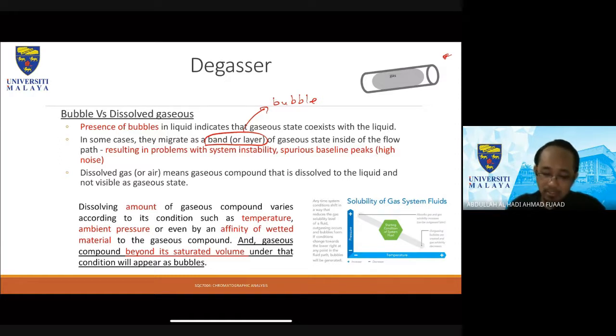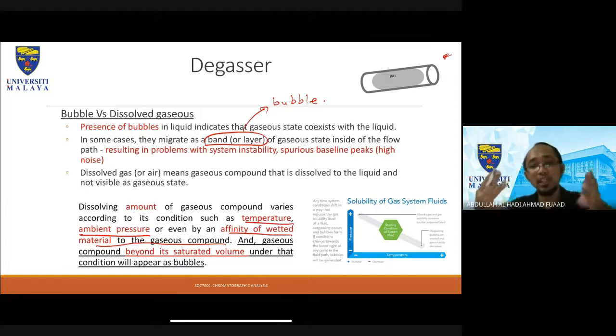Dissolved gas or air means a gaseous compound that is dissolved in the liquid and not visible as a gaseous state, as I mentioned. The dissolved amount of gaseous compound varies according to conditions such as temperature, ambient pressure, and even the affinity of wetted materials to the gaseous compound. So this is the reason. Originally you don't see anything, you just see a clear solution, but depending on the temperature, pressure, and affinity of the wetted material to the gaseous compound, the gas can actually form.